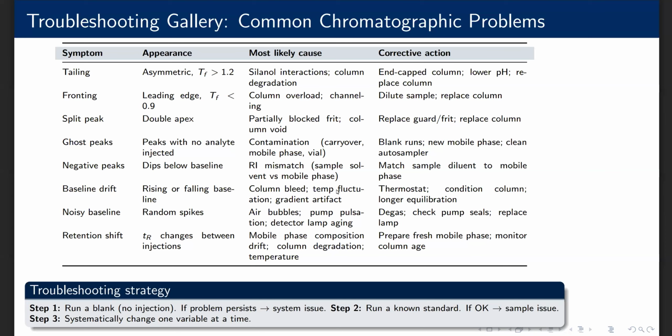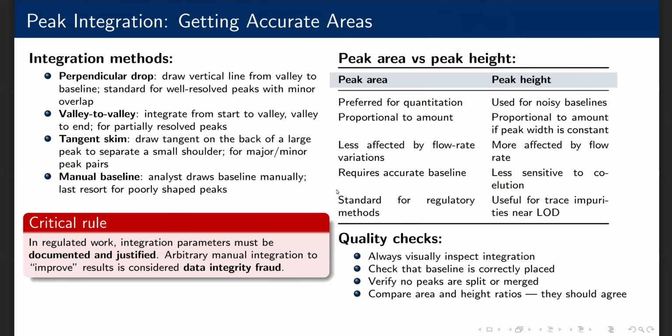Peak integration. Getting accurate areas. Integration, converting a peak on the chromatogram into a number, is the step that turns separation into quantitation. Modern data systems do this automatically, but you must understand the methods and verify the results. Perpendicular drop is the standard.